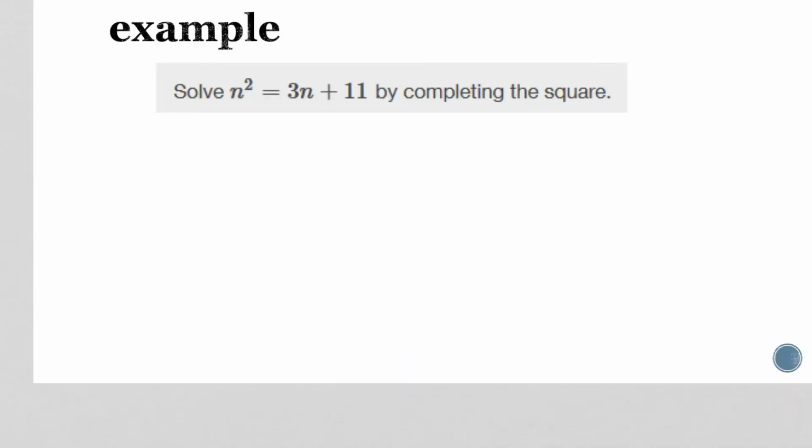All right, so sometimes things aren't always written in the form that you want them to be written in, and you've got to put them that way. So we want our variables on the left and our constant term on the right. So I would subtract 3n from both sides. So I'm left with n squared minus 3n is equal to 11.